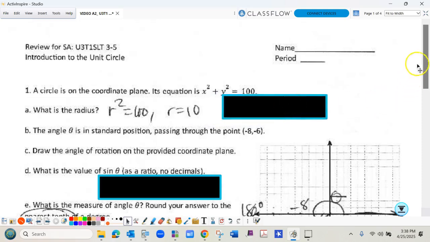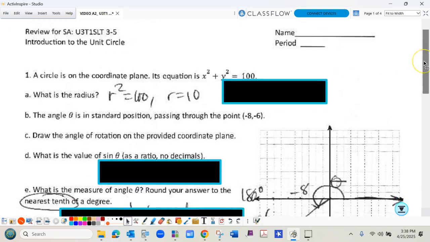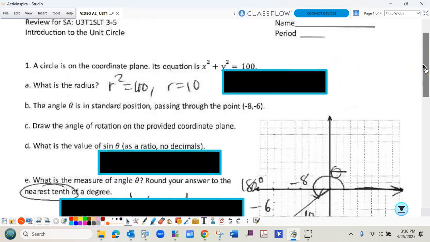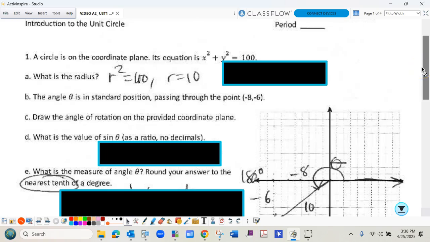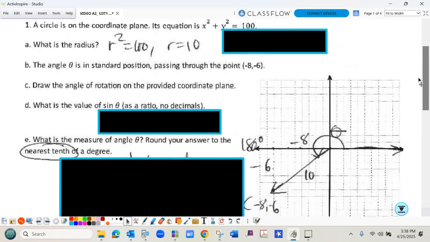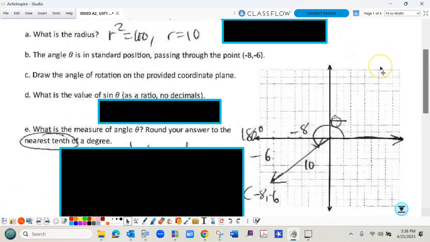The angle in standard position means it starts at the positive side of the x-axis and rotates to the third quadrant where there is (-8, -6). If you look at my picture on the right, I have shown both the initial ray, the rotation, and the terminal ray. What is the value of sine as a ratio, no decimals?